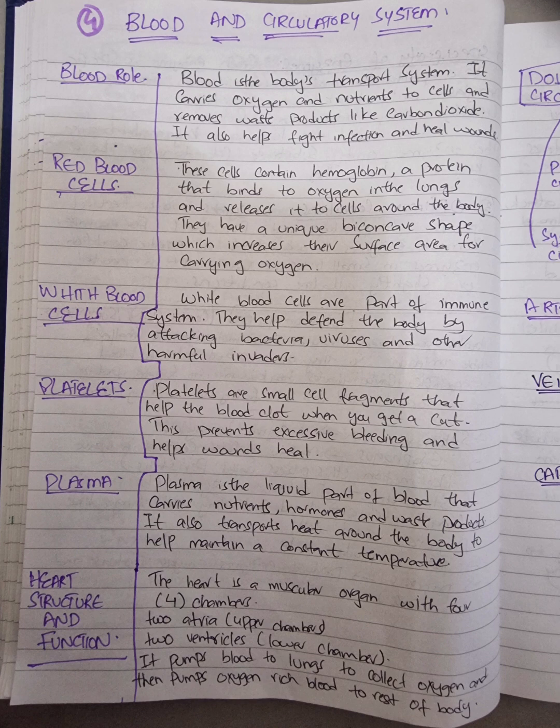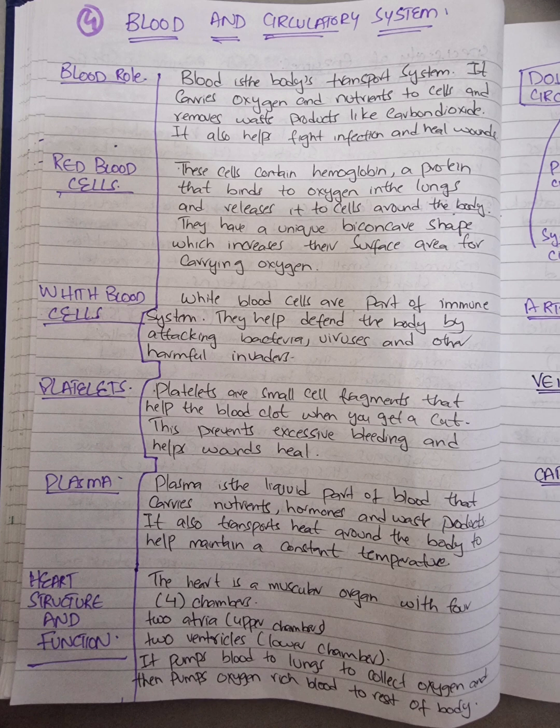Then what is red blood cell? Red blood cells contain hemoglobin, a protein that binds to oxygen in the lungs and releases it to the cells around the body. They have a unique biconcave shape which increases their surface area for carrying oxygen.